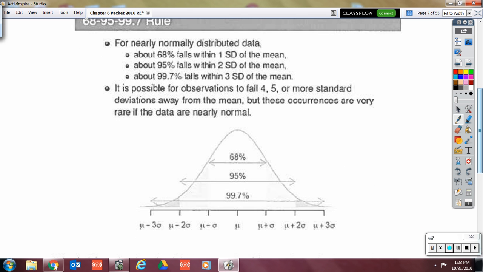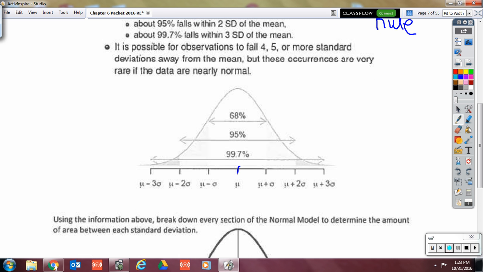So here we have this. For the nearly normal model, this is a rule. In some textbooks, it is called the empirical rule. So if you ever go to a college class of statistics, they might call it the empirical rule. But that rule says that if this is your mean, 68% of all the data falls within 1 standard deviation of the mean. Okay? And furthermore, 95% of the data falls within 2 standard deviations of the mean.